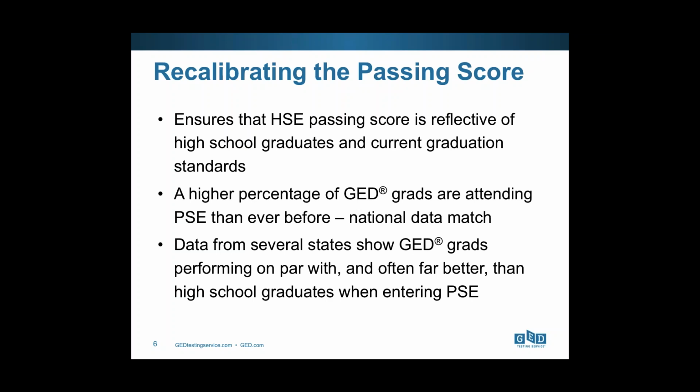We want to make sure that we are accurately measuring what a typical high school student is doing and what's reflective of that typical high school graduate. 150 has been working particularly well for adult learners. They're doing well in the next step. Every indicator is that they're doing things a little bit better sometimes than their K-12 counterparts.